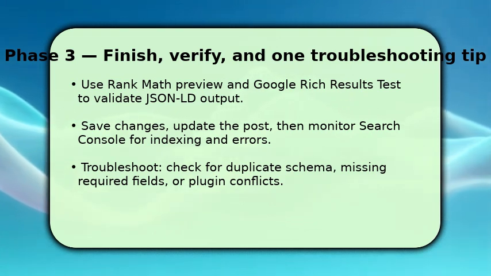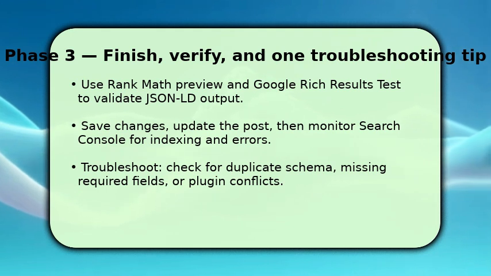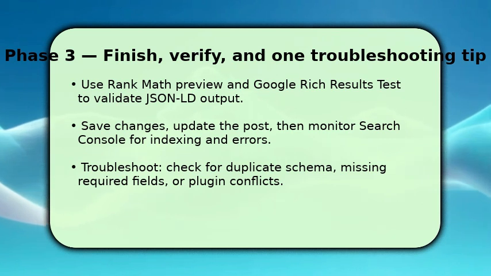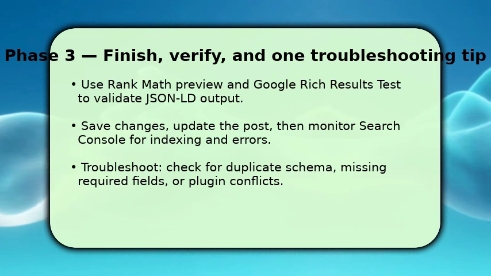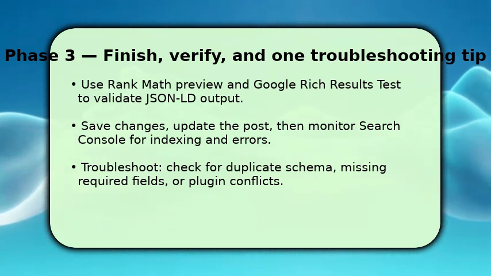If something goes wrong, check for duplicates, missing required fields, or plugin conflicts that strip JSON LD. Disable other SEO/schema plugins temporarily to isolate the issue. Finally, monitor Search Console for errors and fix as they appear.